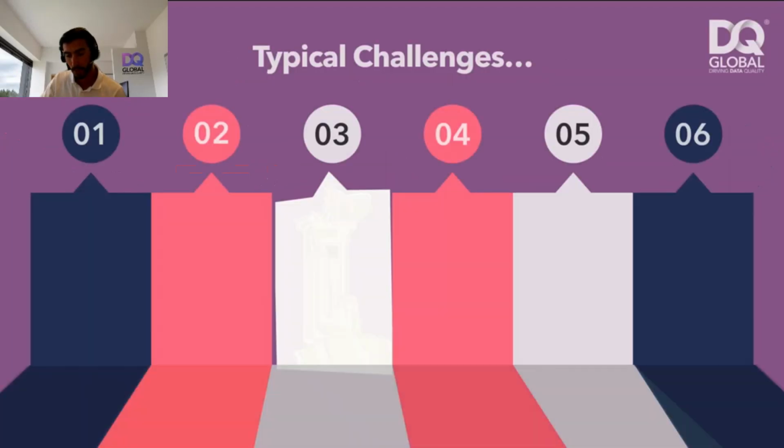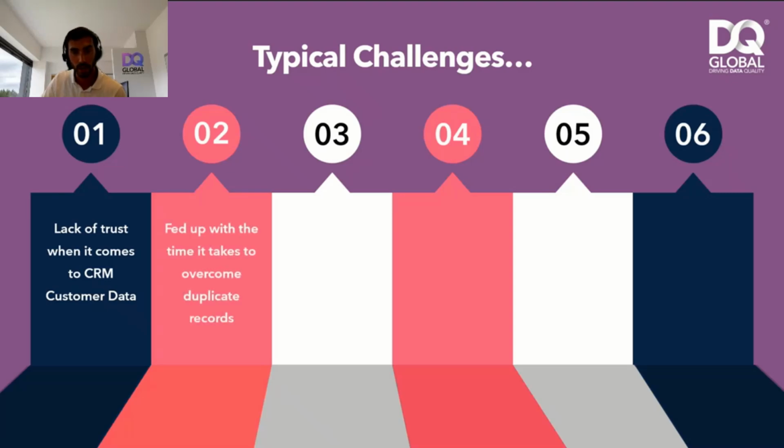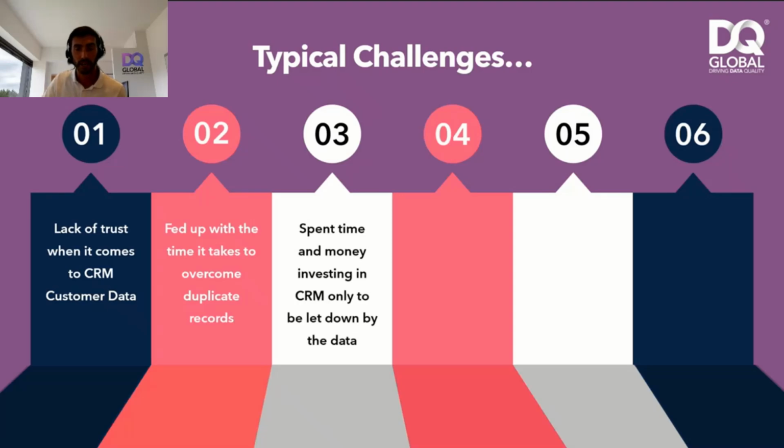So with that in mind, what do clients or prospects typically see as a challenge when it comes to data quality? Again, it boils down to trust. Trust when it comes to CRM customer data. If the trust isn't there, then people just don't use the system, and actually the adoption reduces even further. Time. Fed up with the time it takes to overcome duplicate records or poor quality data. And I think a lot of people have experienced that on the call here. Huge time and effort comes with that investment in time, only to be let down by the data when you're working on the system. GDPR and compliance, we've already spoken about, is a huge challenge.